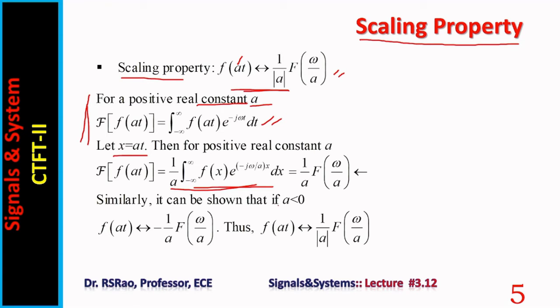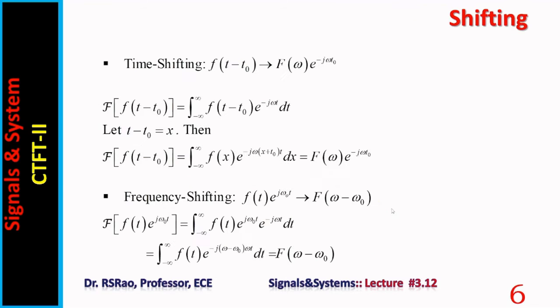Similarly, even when a is less than 0, it can be shown that the Fourier transform obeys the scaling property. When a is less than 0, what happens? The Fourier transform of f of at becomes minus 1 by a F of omega by a. Combining these two, one for a positive, another for a negative, we have this scaling property relation.